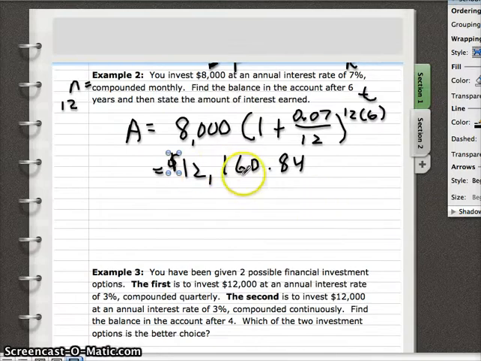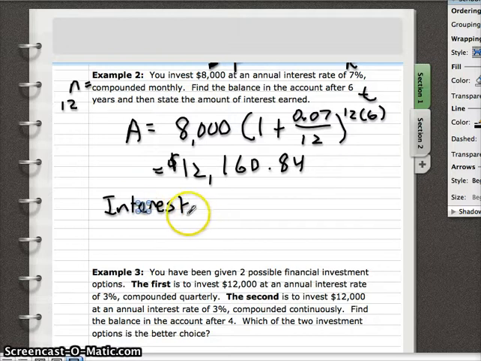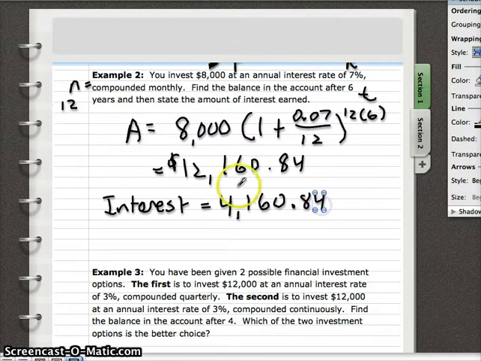Now we got $12,160. If I want to know how much I earned just from having it sit in the bank, we subtract these two values, because we provided the 8,000. So how much did we get from it sitting there? It's called our interest amount. If you do the subtraction, you should get approximately $4,160.84. Sometimes you can do that math in your head there, it's not too hard.